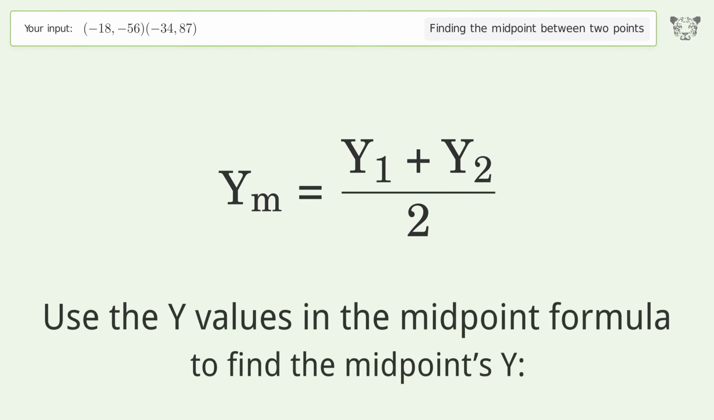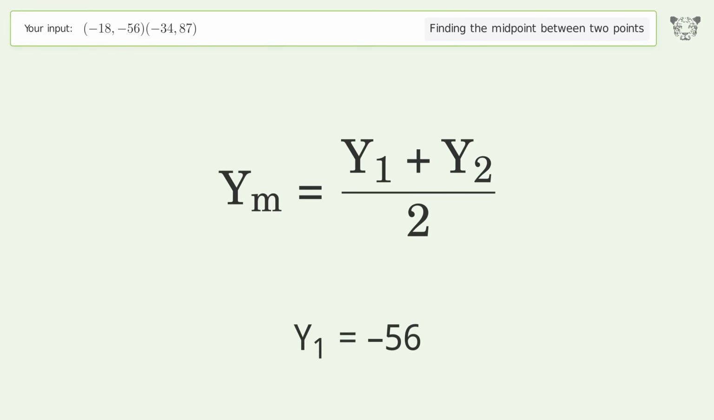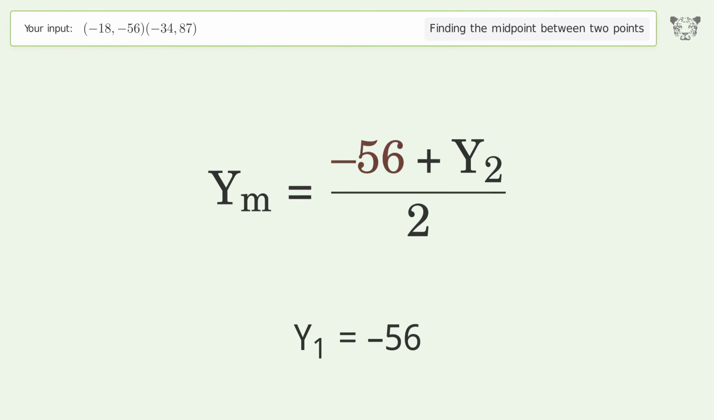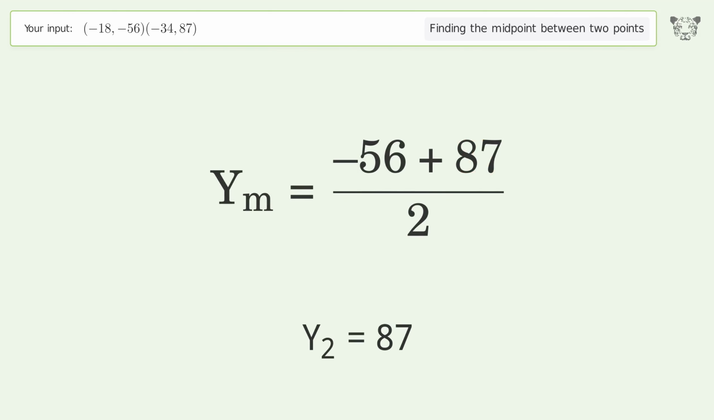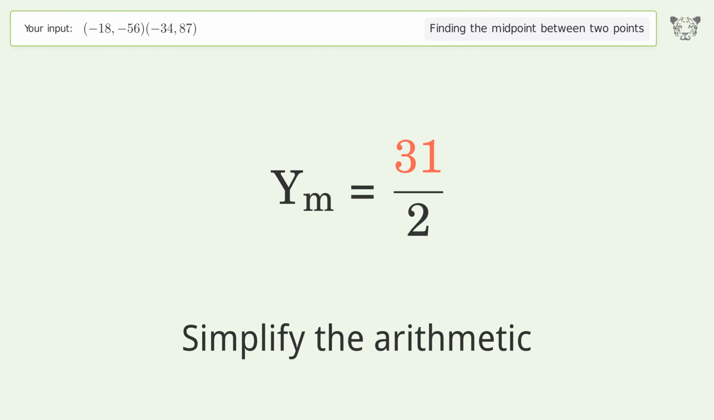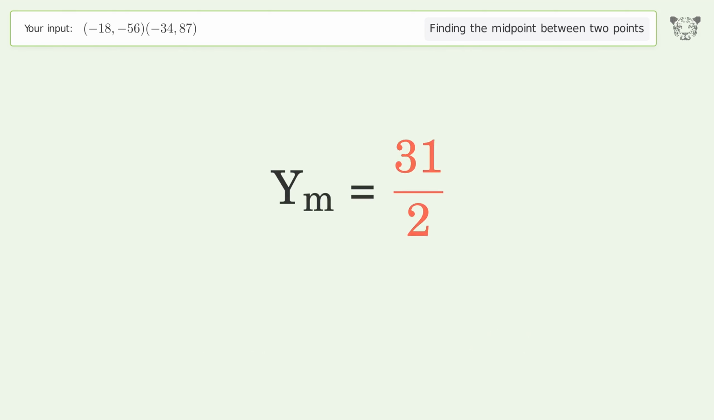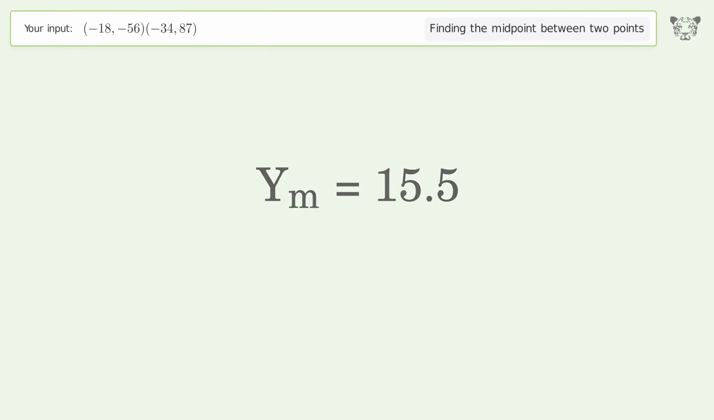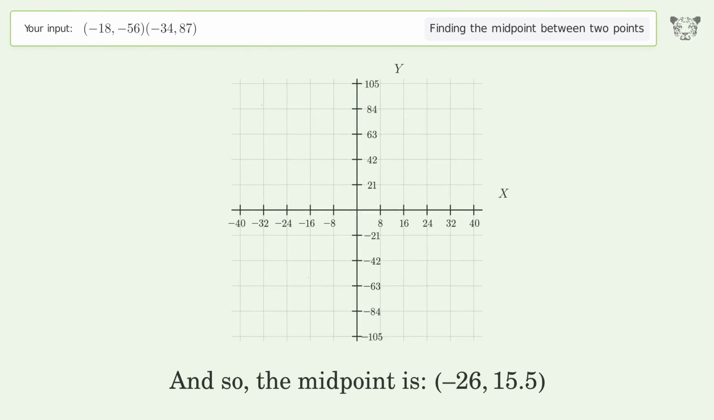Use the y values in the midpoint formula to find the midpoint's y. y1 equals -56. y2 equals 87. Simplify the arithmetic. And so, the midpoint is -26, 15.5.